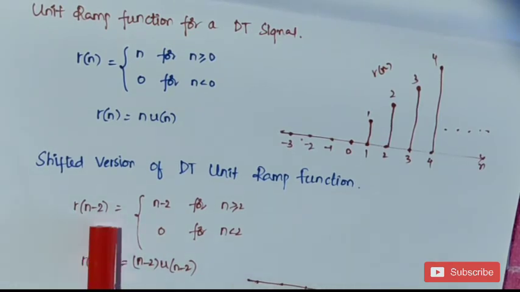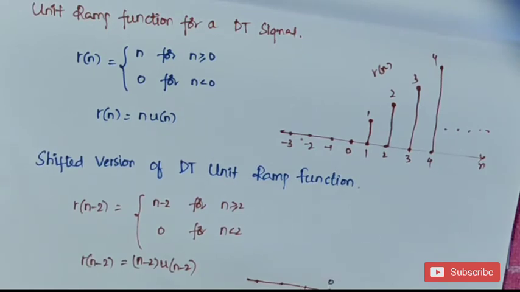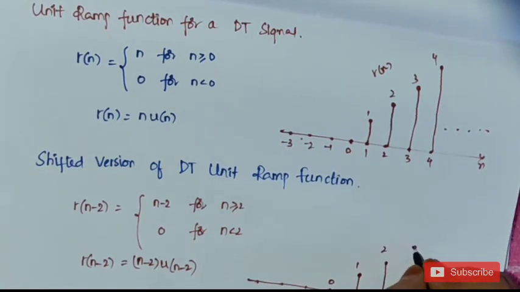Here the signal is starting from 2. So at 2 it is 0. At 3 it is 1. At 4 it is 2. At 5 it is 3. This is the shifted version of the discrete time unit ramp function.